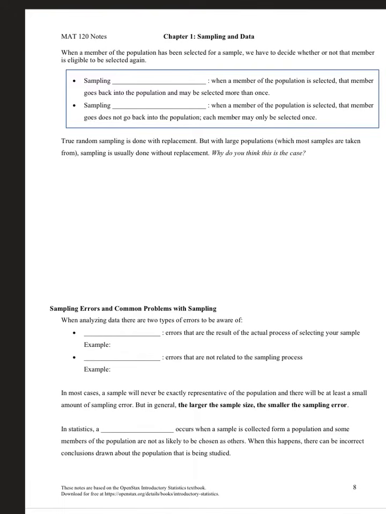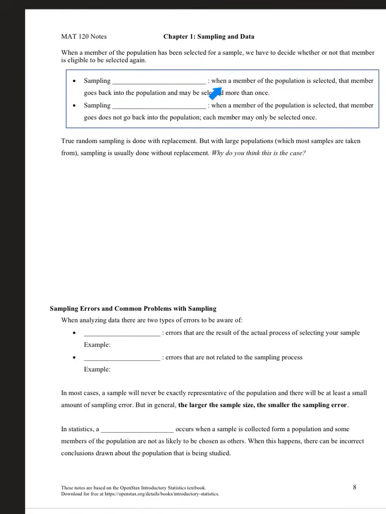This is the fourth video to section 1.2. And in this video, we'll keep talking about sampling. We have two types of sampling in this case. One is with replacement, one is without replacement.